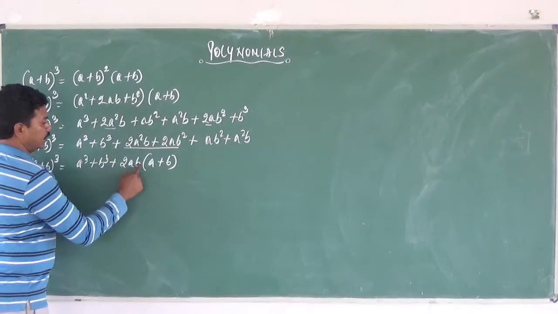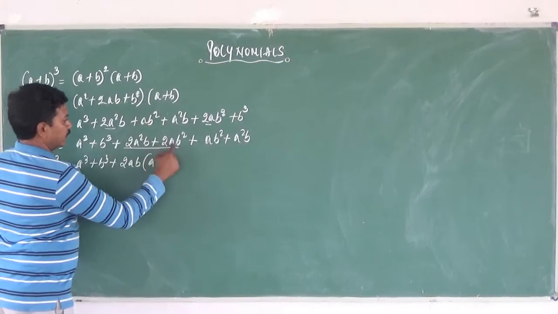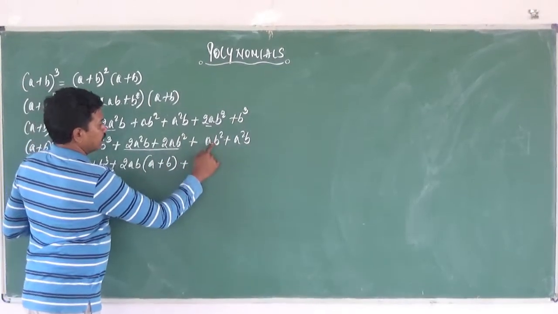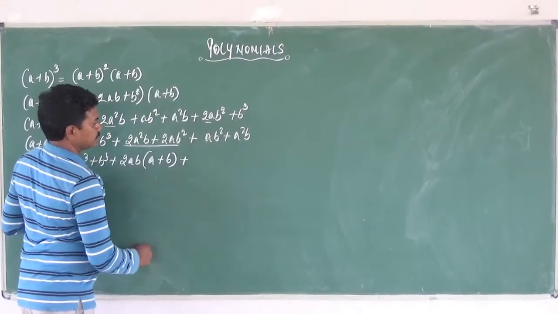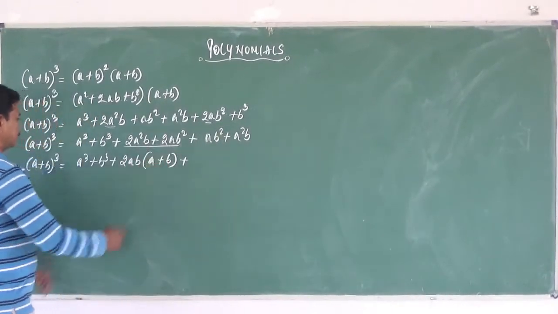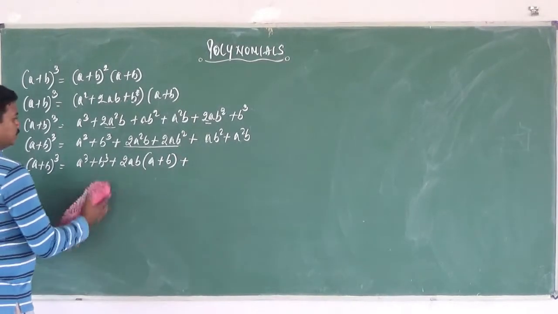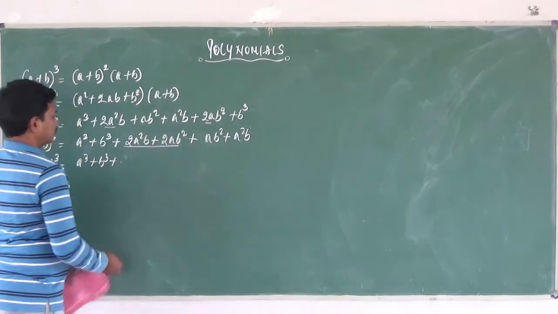So 2ab into a is 2a square b, and 2ab into b is 2ab square, plus here I am going to take ab as, or we can do one thing, we can add the like terms here. That's also a better step. We can add the like terms. Right, we'll add the like terms.